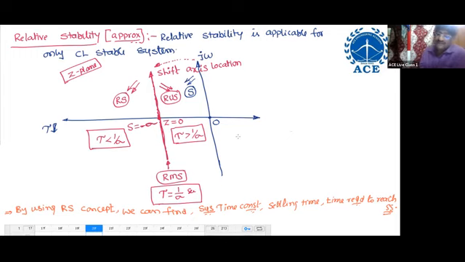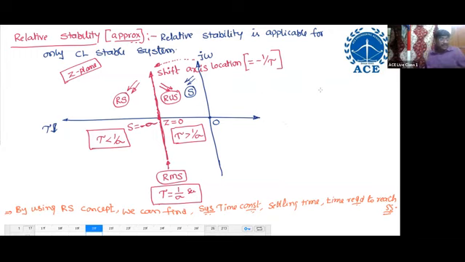Not only that, shift axis location equal to -1 by tau. Sometimes they will give it like this: check whether the time constant is greater, lesser, or equal to 1 second. That means you have to substitute tau equal to 1. If I substitute tau equal to 1, the axis shifts to -1. So the shift axis location is -1.